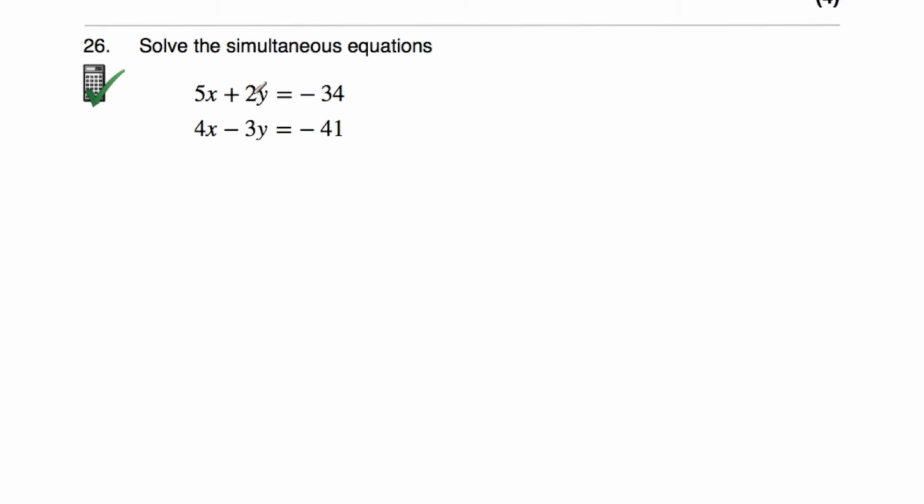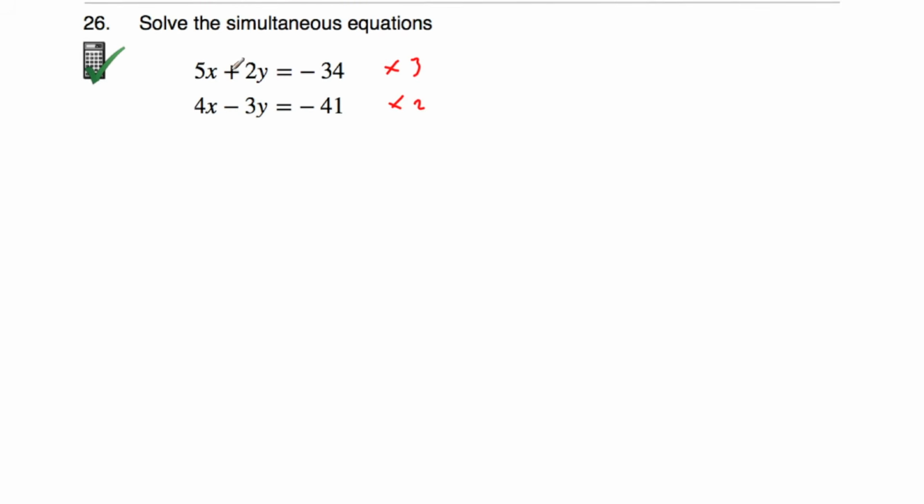I'm going to cancel out the y's, so I'm going to multiply the top equation by 3 to give us our 6y. I'm going to multiply the bottom equation by 2 to get negative 6y. And then when we add them together, they will become 0, so they'll cancel out. So I'm going to multiply the top equation by 3 and the bottom equation by 2.